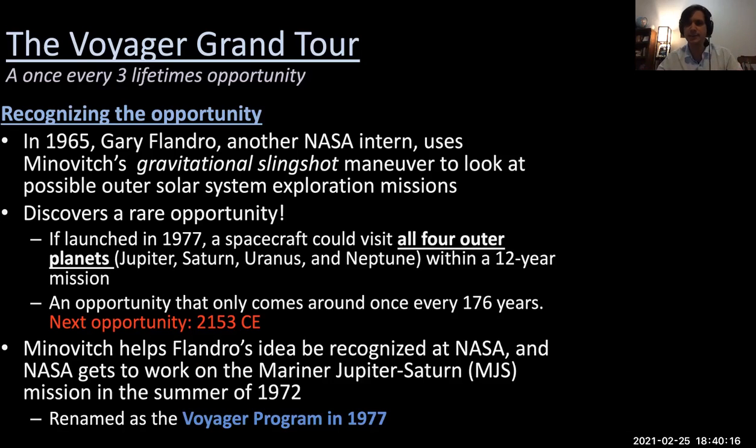We must do something. So NASA gets to work in 1972, only 5 years to get this thing off the ground, on what they were calling the Mariner, which was a long series of missions exploring the solar system, the Mariner Jupiter-Saturn mission, the MJS, which fortunately in 1977, the launch year, got rechristened as the Voyager program. And what they decided is to create 2 spacecraft, Voyager 1 and Voyager 2.